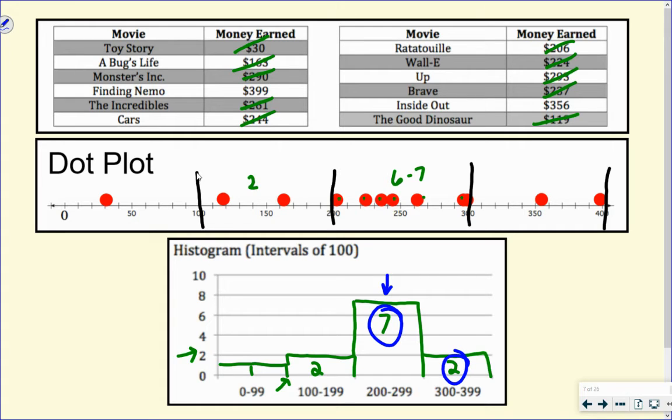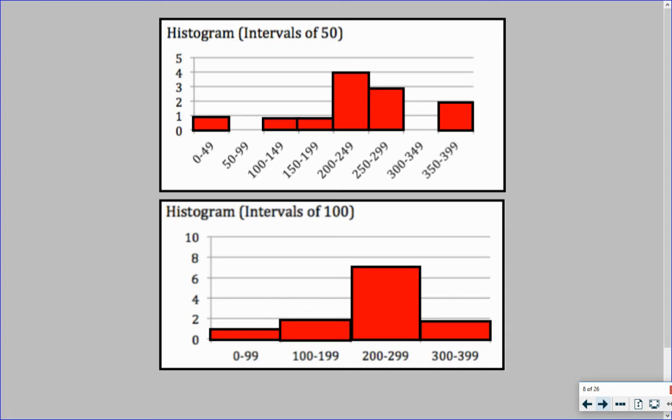How many movies, this is another question, earned under $199 million in the box office? Once again, I can add those really quickly because I've got those numbers there. 2 plus 1 is 3. So once again, it's not a question, or it's not something you have to do.